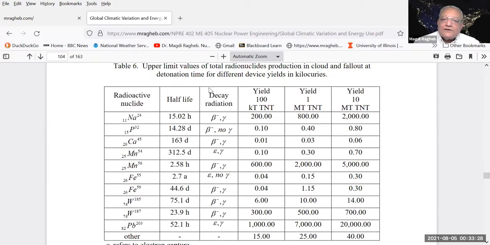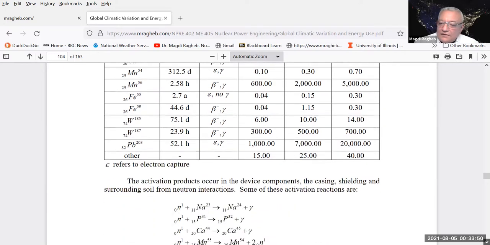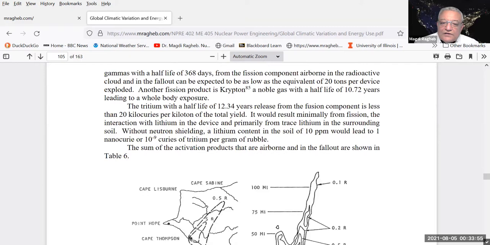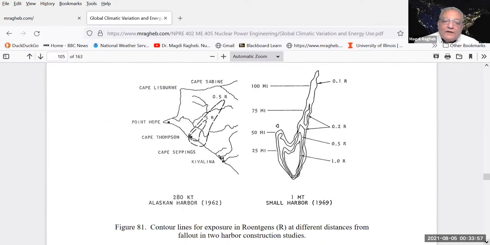So I give here an estimate of some different isotopes, sodium-24, potassium-42. These are isotopes that emit beta-minus and gamma rays, but they have a very short half-life, in the hours or days. Iron-55 would remain for a few years, but they're all short-term isotopes that will decay eventually and restore the level of radioactivity to the natural environment.